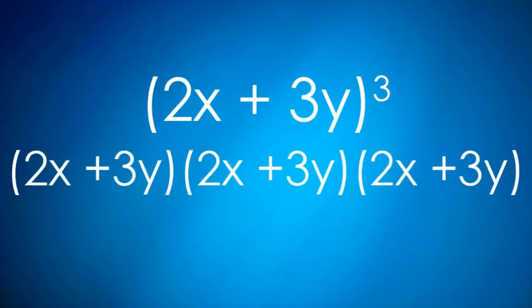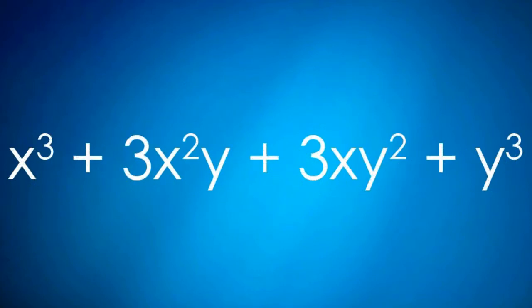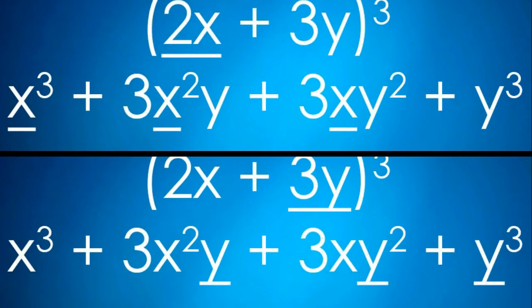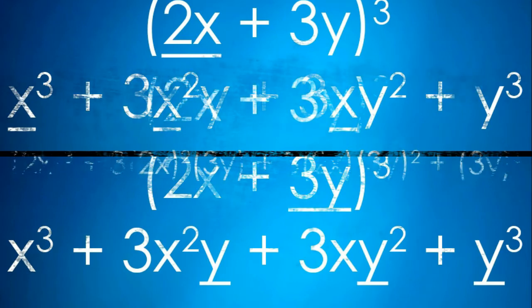Consider we have (2x + 3y) cubed. This equation is equal to (2x + 3y) times (2x + 3y) times (2x + 3y) when expanded. The equation for cube of a binomial is equal to x cubed plus 3x squared y plus 3xy squared plus y cubed. Substitute the first term to x and the second term to y on the equation x cubed plus 3x squared y plus 3xy squared plus y cubed.